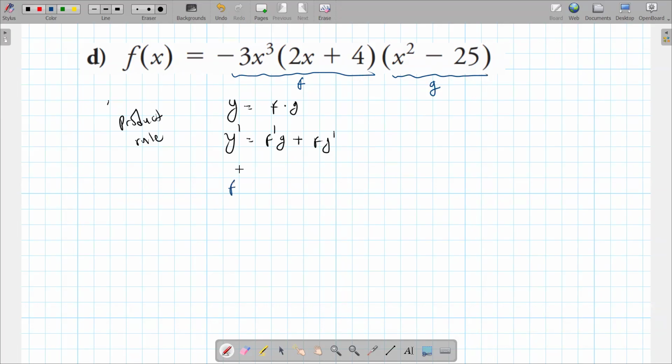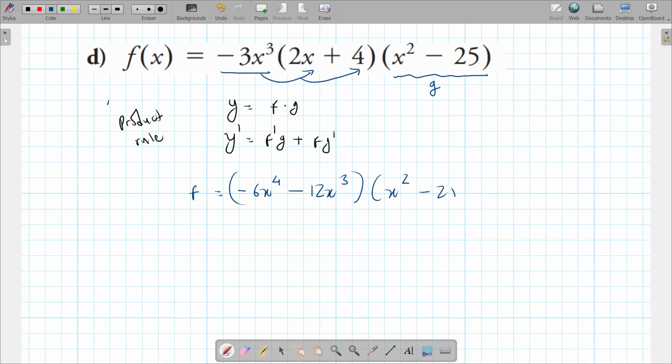So now f prime, we're going to have to use the product rule in f again, because it's made up of two functions. Actually, we can be smart. The rule's still the same. Because there's no power in here, I'm going to multiply in here. I'm allowed to do this. So we're still at f. That's going to be negative 6x^4 minus 12x^3. Like that. So now that's our y.